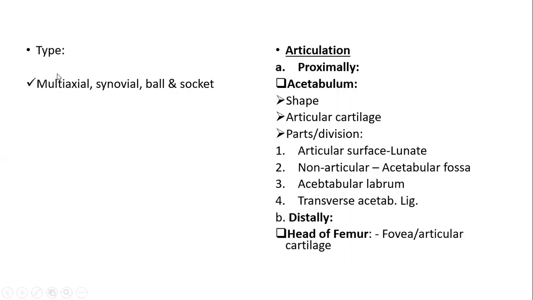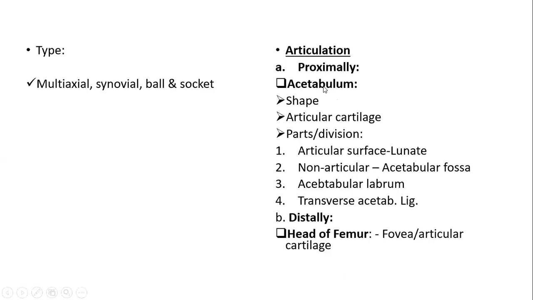So what type of joint is hip joint? It is a multi-axial synovial ball and socket variety of joint. Synovial because it has a cavity, multi-axial because its range of movement occurs on various axes, and ball and socket depending on the shape of the articulating surfaces, with acetabulum forming the socket and the ball formed by the head of femur, which fits into the acetabulum. Articulation involves two bones, acetabulum proximally and head of femur distally.